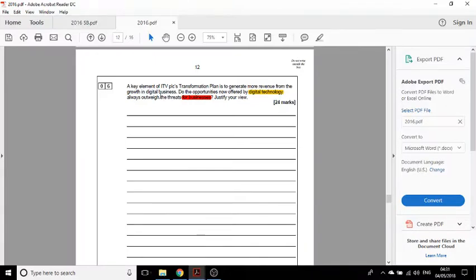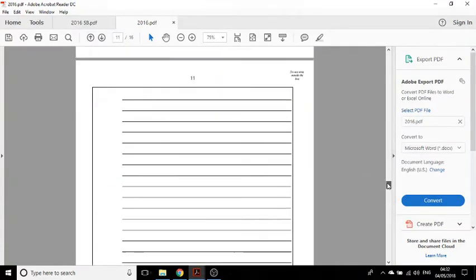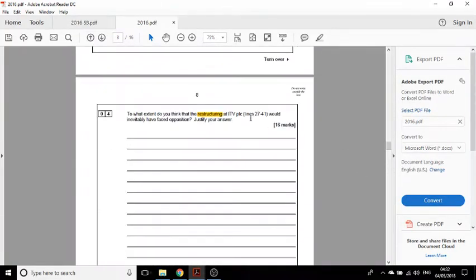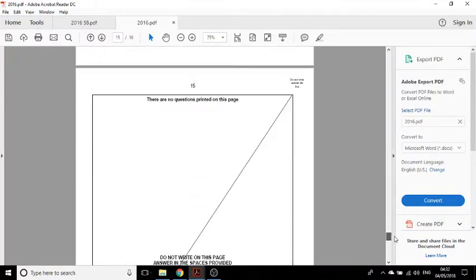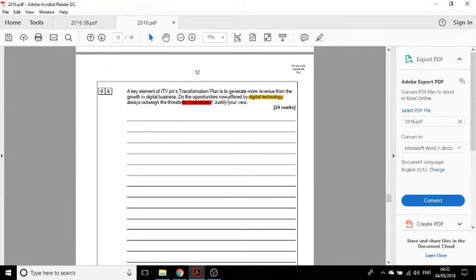key element is to generate more revenue from the growth of the digital business. Do the opportunities offered by digital technology always outweigh the threats for businesses? Okay, so this final question is about digital technology. It's worth pointing out, of course, that these first 5 questions are all specifically about ITV. This final question on paper 3 is about all businesses. Okay, so you've got the case study about ITV, but the context of the question isn't actually ITV, it's for businesses. So that's just worth remembering.